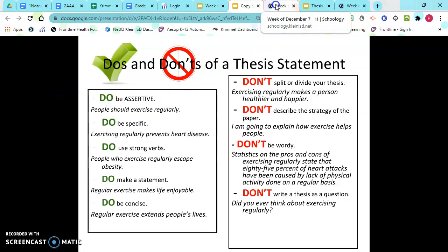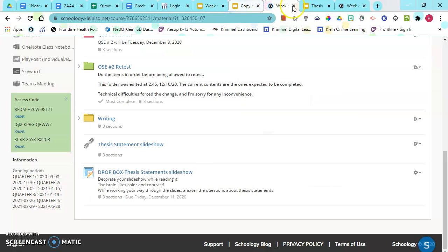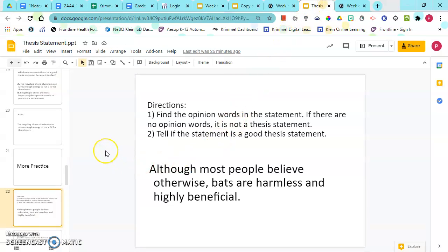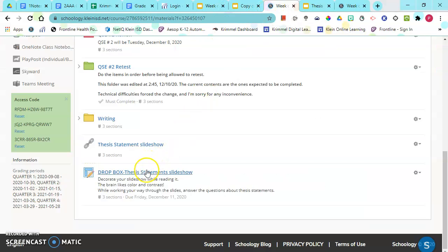When students finish slides 21 to 27, their answers must be indicated on the slideshow, and they took a few minutes to decorate the slideshow, highlight words that they feel are most important, and then submitted it into the Dropbox on Schoology.